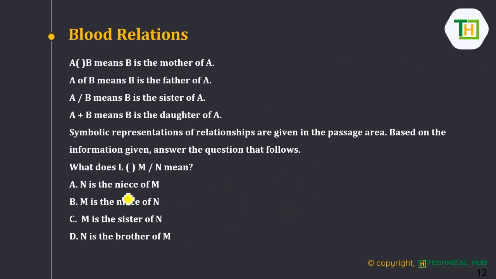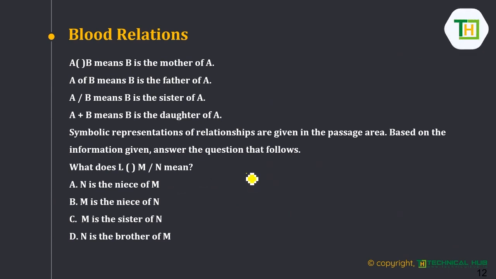So this is symbol relations. Okay, in symbol blood relations, A plus B means B is the mother of A, A star B means B is the father of A, A slash B means B is the sister of A, and A plus B means B is the daughter of A. Using symbol relations, one problem is given. So what is that problem? What does L versus M slash N mean?